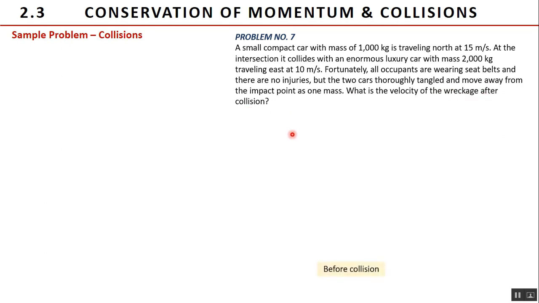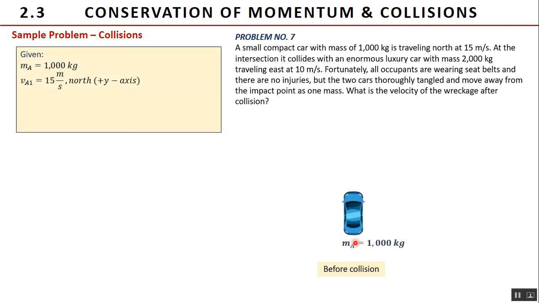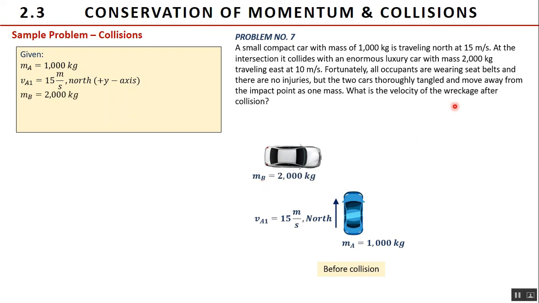Now let us carefully analyze this. Imagine this is the small compact car. We label this car as car A, with a mass of 1,000 kilograms. Initially, it is traveling north at 15 meters per second. This is the enormous luxury car. We label it as car B, with a mass of 2,000 kilograms, traveling east at 10 meters per second. Let us say that these 2 cars will collide at this point.